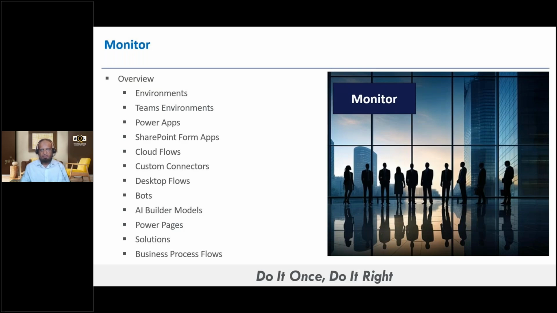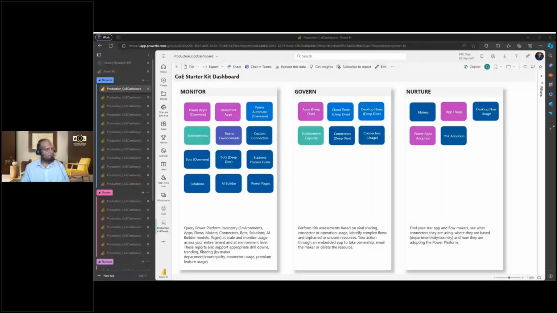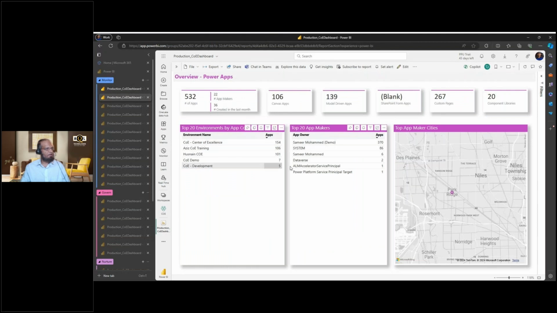Having said that, let's take a look at the reports now. As you can see here, this is the production CoE dashboard. These are all the sections. I'm going to look at the monitor section right now. I'm just going to simply click on Power Apps, which is an overview of that, and once I do that, I get this report right here.